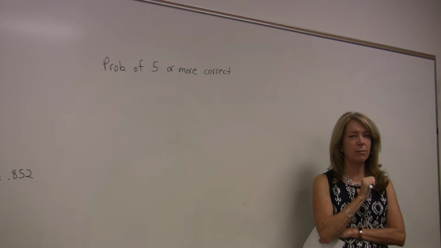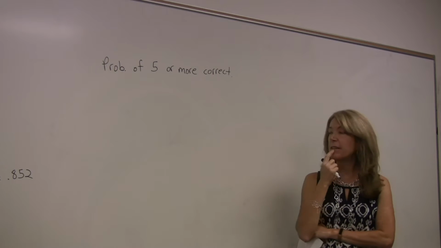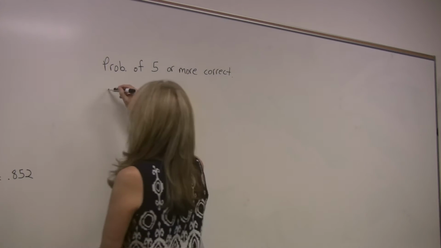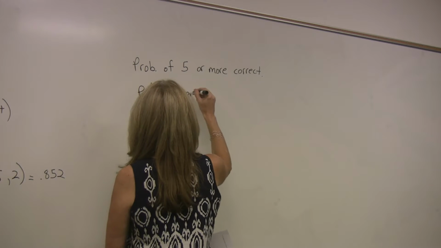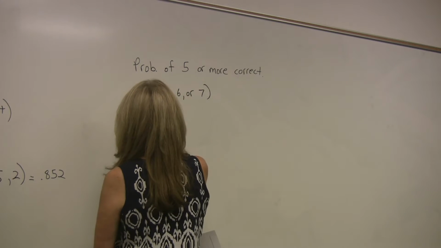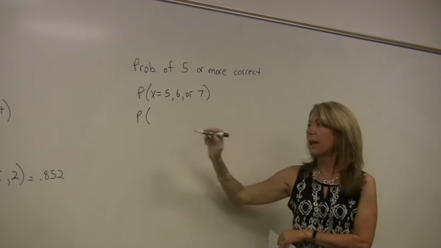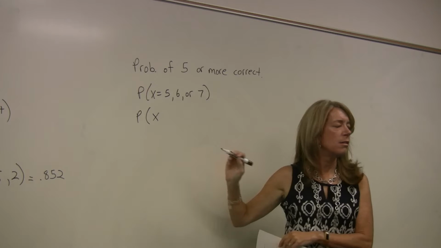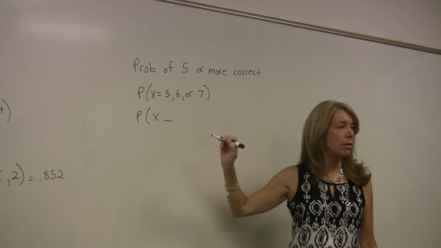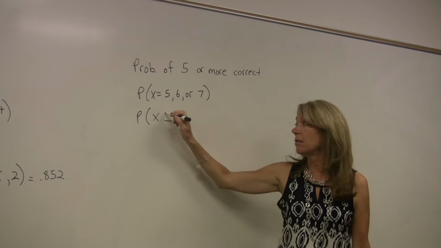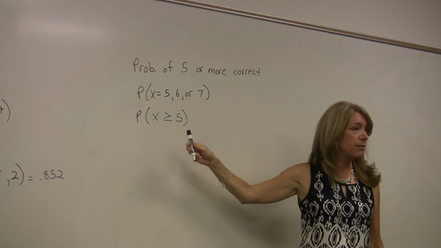What does that mean, 5 or more? 5, 6, or 7? How would that look in terms of notation? X is greater than or equal to 5, right? Greater than or equal to 5?